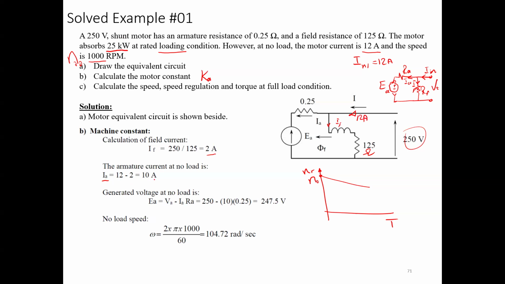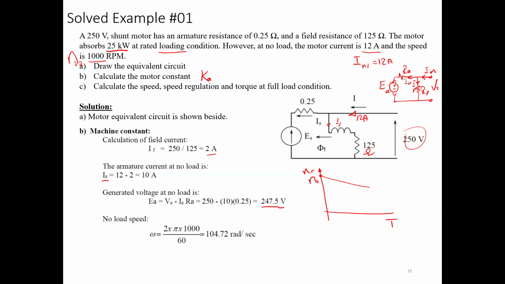Now, since you have the armature current, you can calculate the armature volt. So the armature volt is VA minus IA RA. So it's going to be 250 minus 10 times 0.25, which is 247.5 volt.